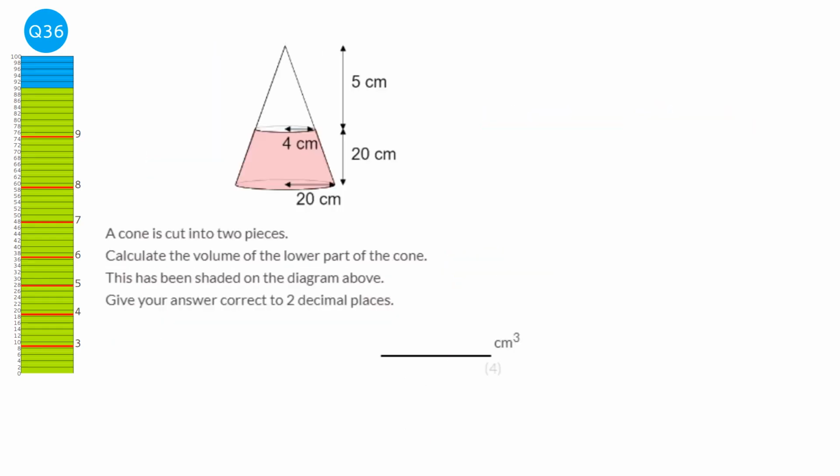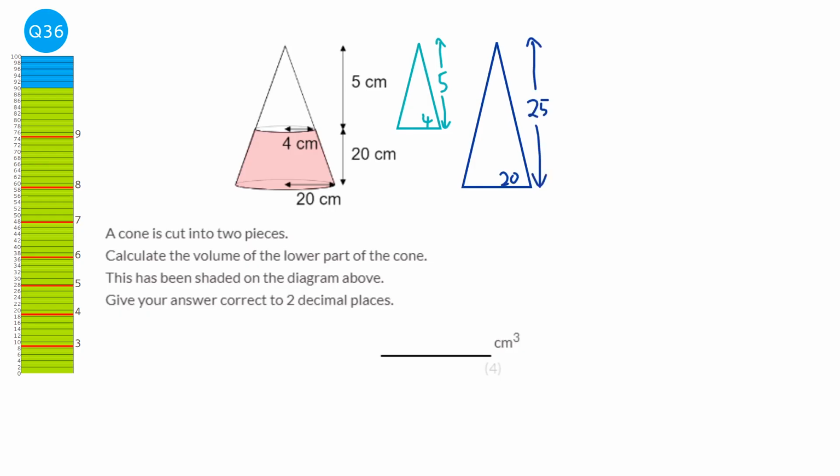So to find the shaded part of this diagram, we need to first of all work out the volume of the smaller cone, which is at the top, then work out the volume of the larger cone, which is the whole cone shown, and then take them away from each other. So the radius for the smaller cone is 4 and the height is 5. And the radius for the larger cone is 20 and the height is the 20 plus the 5, so it would be 25.